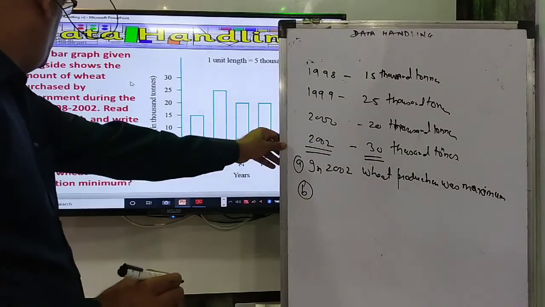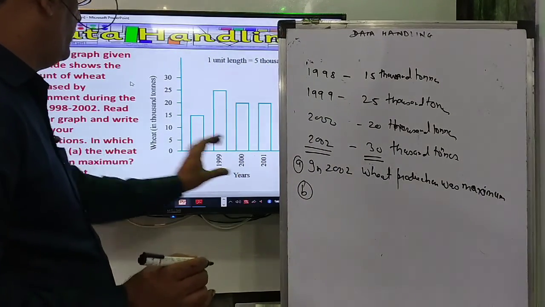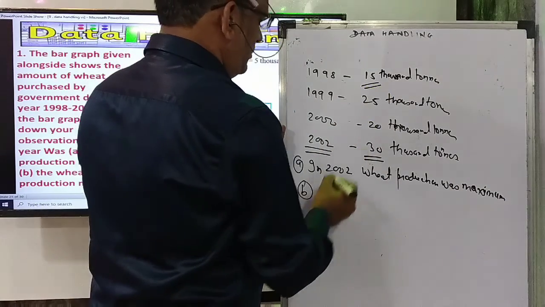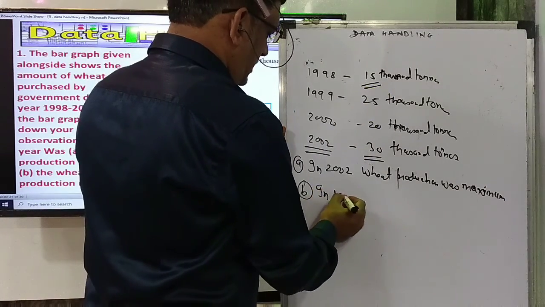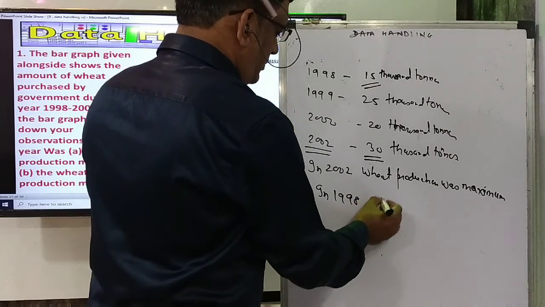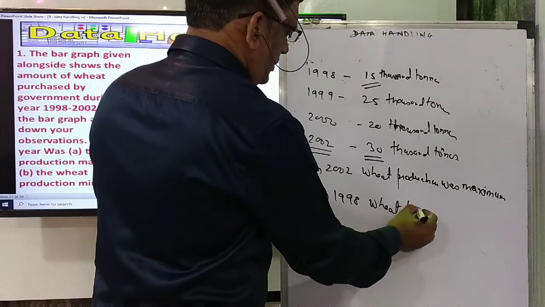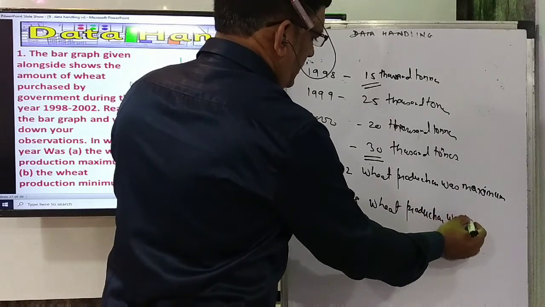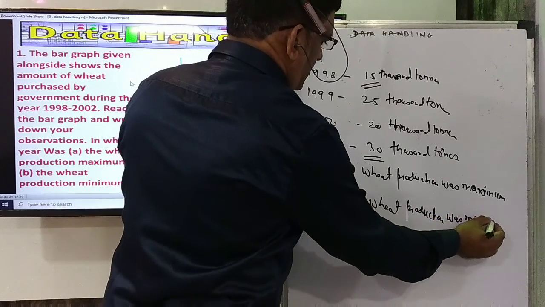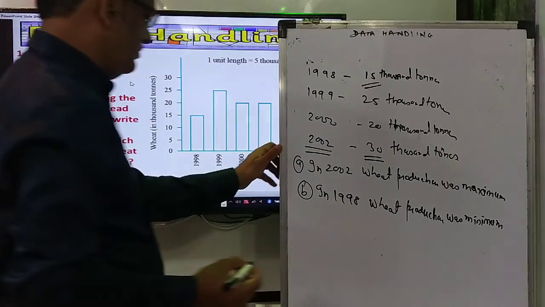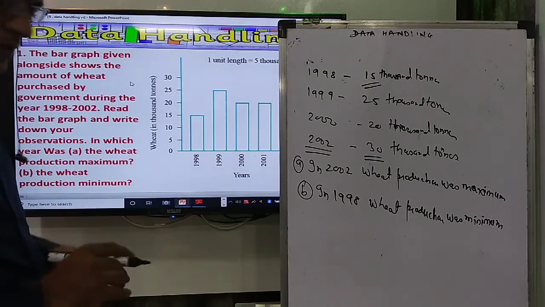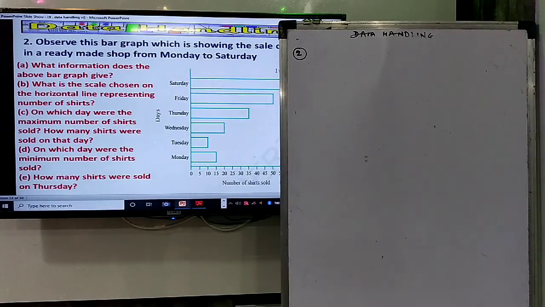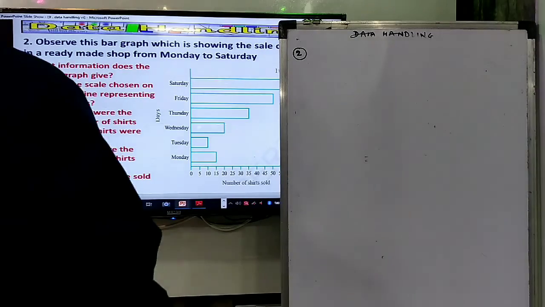Now the second question: in which year was wheat production minimum? Minimum in 1998, because it is only 15,000 tons. In 1998 wheat production was minimum. In 2002 wheat production was maximum. Now let us see the second problem.